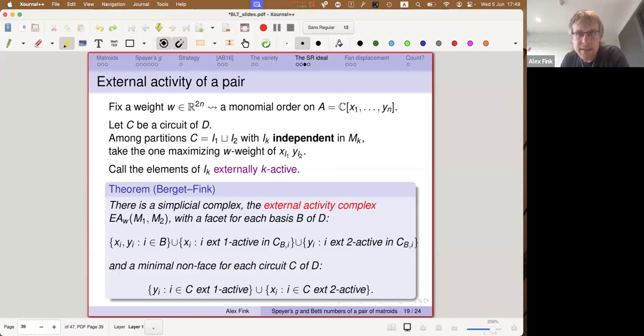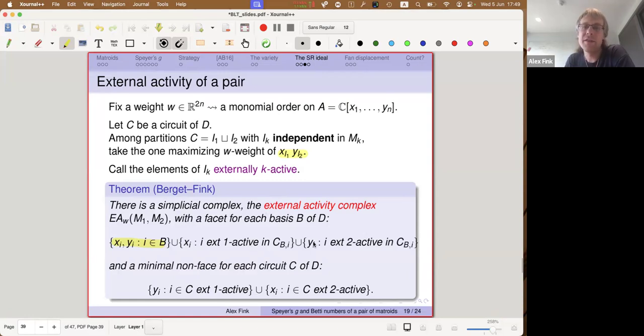To get the facets, you color the bases. Again, pick a basis of, now it's D that is the matroid governing this. Pick a basis of the Dilworth truncation. Put in both x and y for elements of the basis, as before. For non-elements, put in either x or y, and the choice is governed by which one appears in this leading monomial.